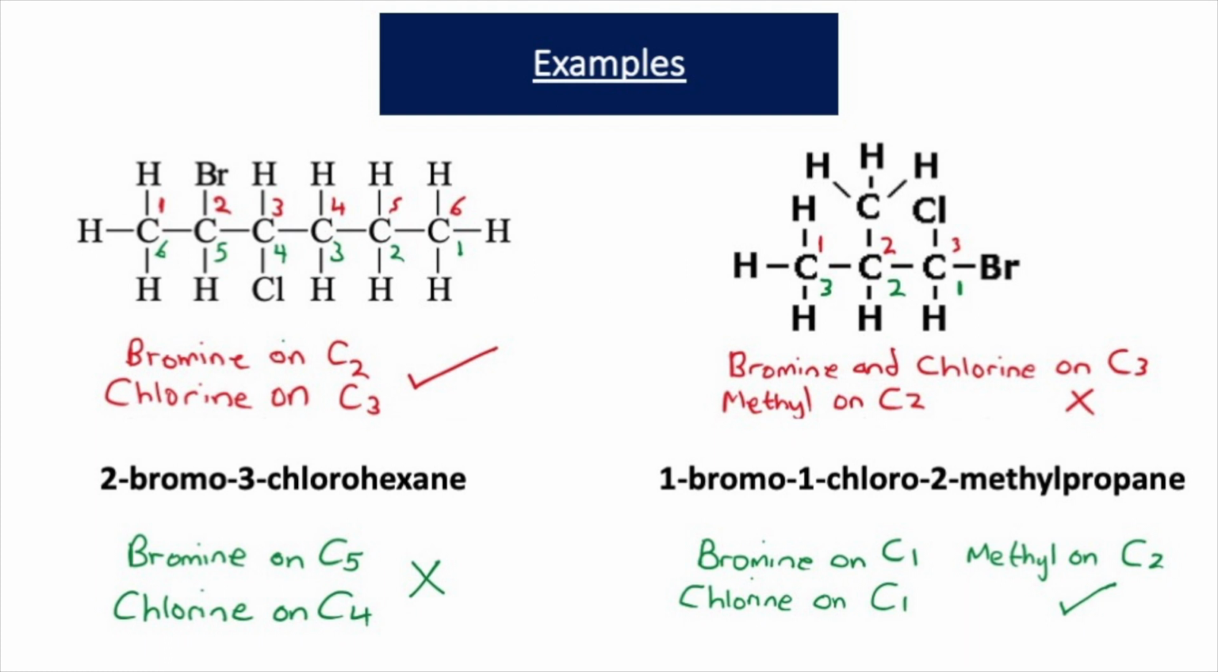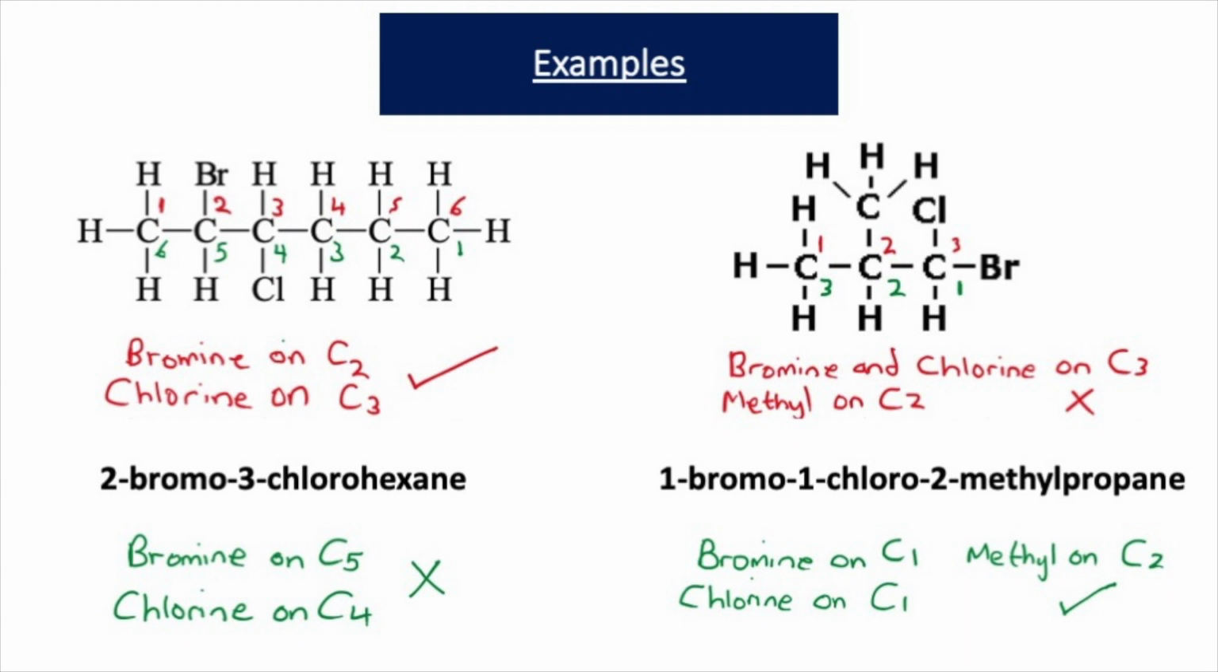Now, I have to have the lowest numbers for these substituents. So therefore, numbering them left to right, as I've done in red here, gives me the lowest possible numbers for the substituents, because 2 and 3 are less than 4 and 5. So therefore, to number them in red here, left to right, is the appropriate way of doing it. So therefore, if I'm going to put these in alphabetical order, bromo comes before chloro because B comes before C in the alphabet. So this compound is 2-bromo, 3-chlorohexane.